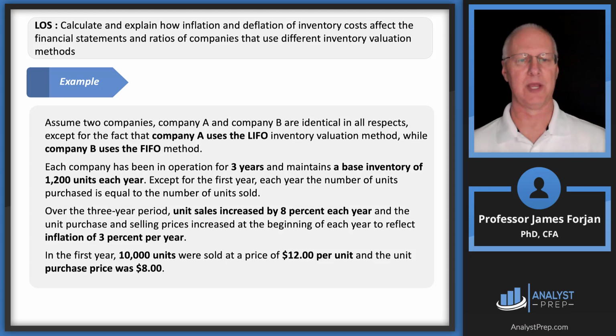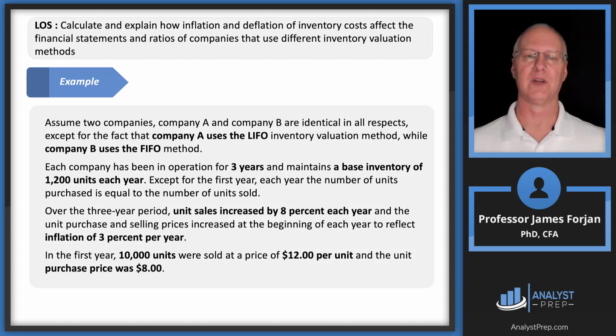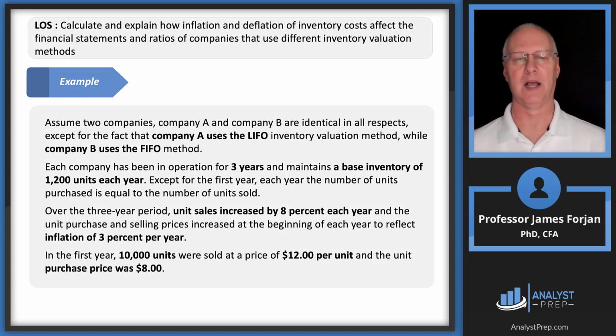Let's see, over a 3-year period, unit sales have increased by 8%, and inflation is 3% per year. So we sell 10,000 during that first year, $12 per unit, and the unit purchase price was $8. So let's go ahead and look at that LOS, explain how inflation and deflation affect all different sorts of stuff on the financial statement and in a handful of relevant ratios.